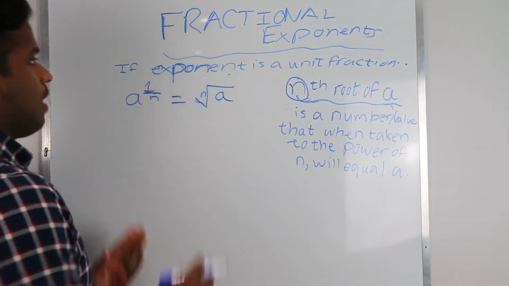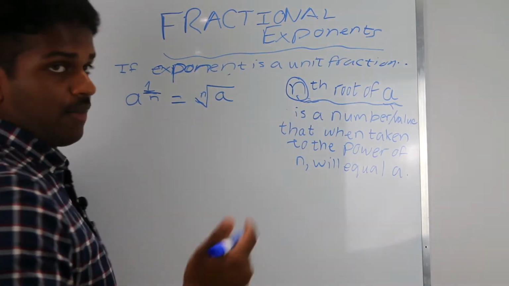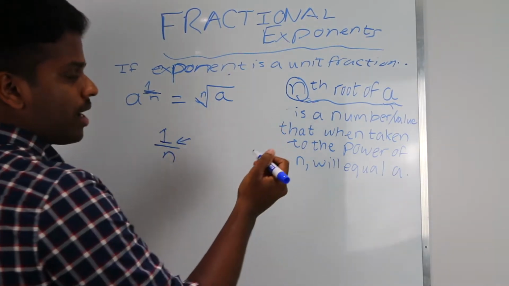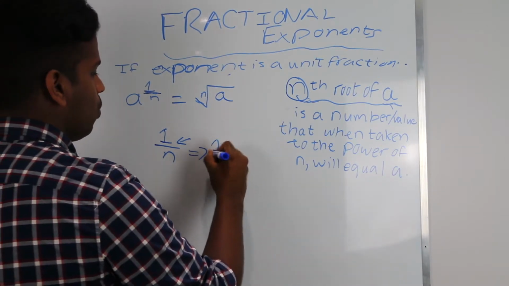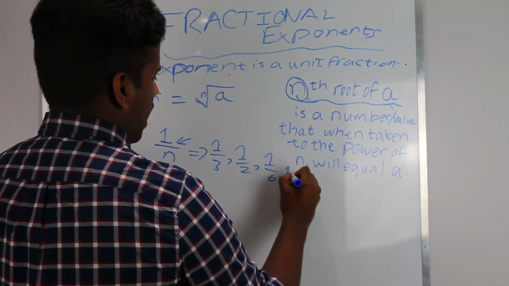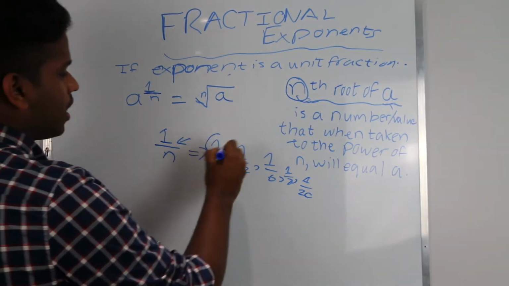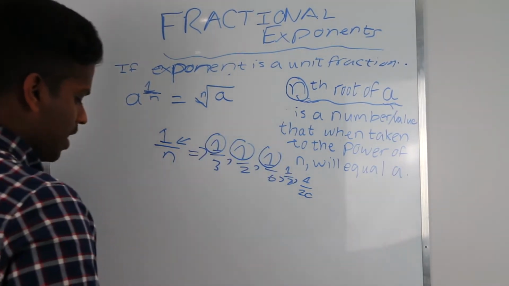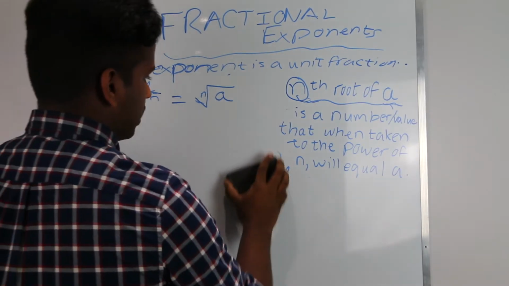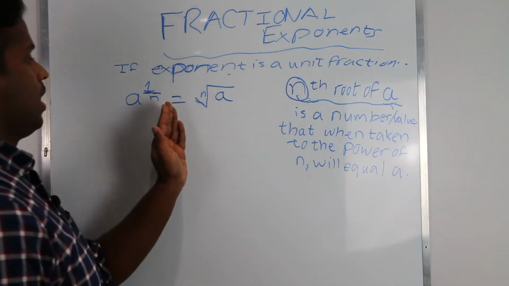Now that I've defined the variables for you, if you don't know what a unit fraction is, it's when the numerator is 1. So for example, 1/3, 1/2, 1/6, 1/8, and even 1 over 20, those are unit fractions. In all these cases, the numerator is 1. So when the numerator is 1, it's a unit fraction. Let me erase this for you guys.